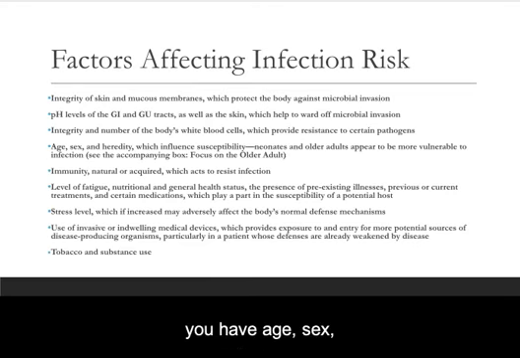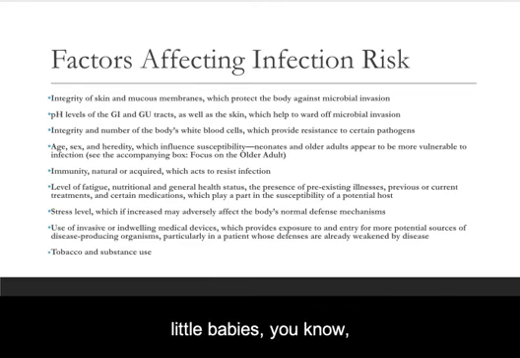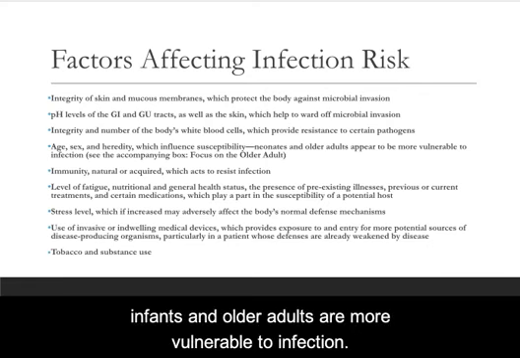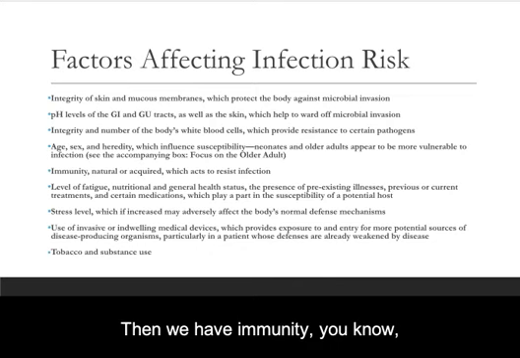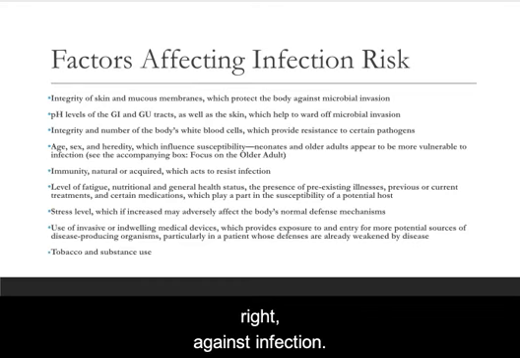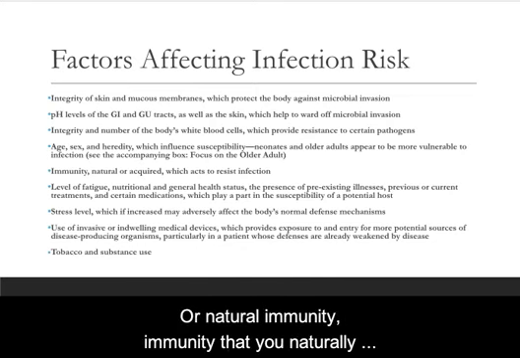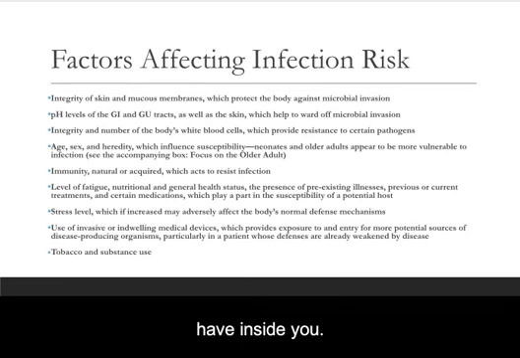You have age, sex, heredity also influence how susceptible you are to disease. For example, neonates, little babies, infants and older adults are more vulnerable to infection. Then we have immunity, natural or acquired, which acts as a resistance, right, against infection. For example, getting a vaccination, that's your acquired immunity, right, or natural immunity that you naturally have inside you.